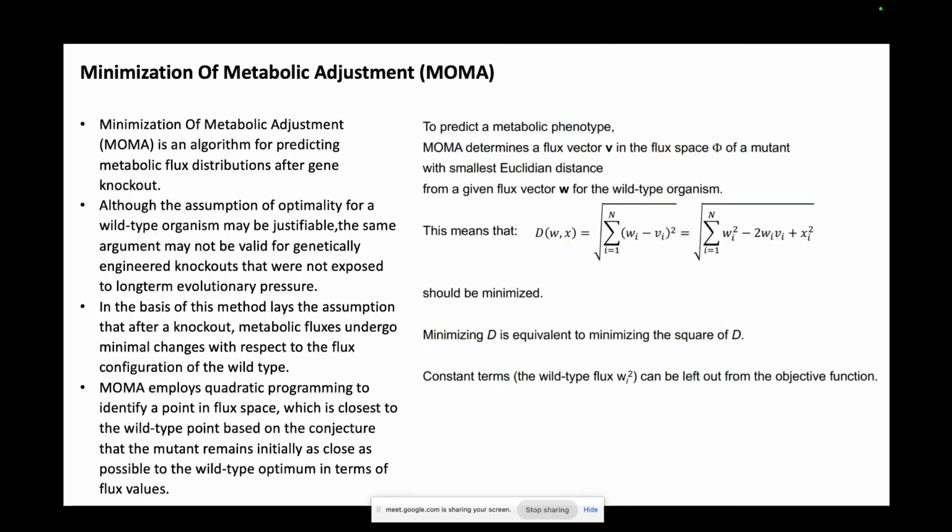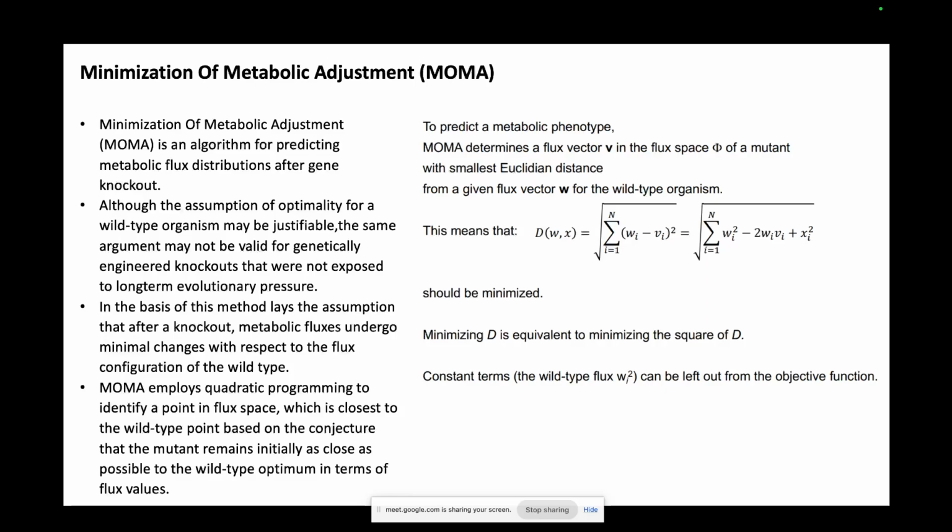Right, okay. Now this is another technique that is also very widely used along with flux balance analysis, known as MOMA, which is minimization of metabolic adjustment. It's basically an algorithm for predicting metabolic flux distributions after a gene knockout. So mostly you'll see MOMA being used in gene knockout situations. Although the assumption of optimality for a wild type organism might be justifiable, the same argument may not be valid for genetically engineered knockouts that were not exposed to long-term evolutionary pressure. That is where this comes in.